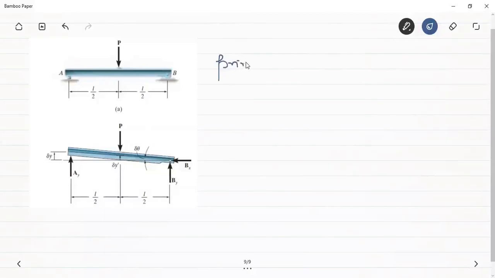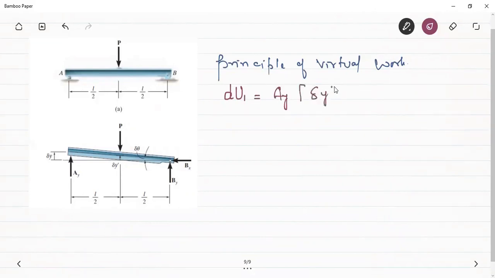So applying the principle of virtual work, we can see that the virtual work due to this force Ay will be equal to the force Ay and the displacement it is creating is delta y dash. Sorry, it is delta y. Therefore, this virtual work will be positive because the displacement is in the upward direction and the force is also acting in the upward direction. So this will be positive.